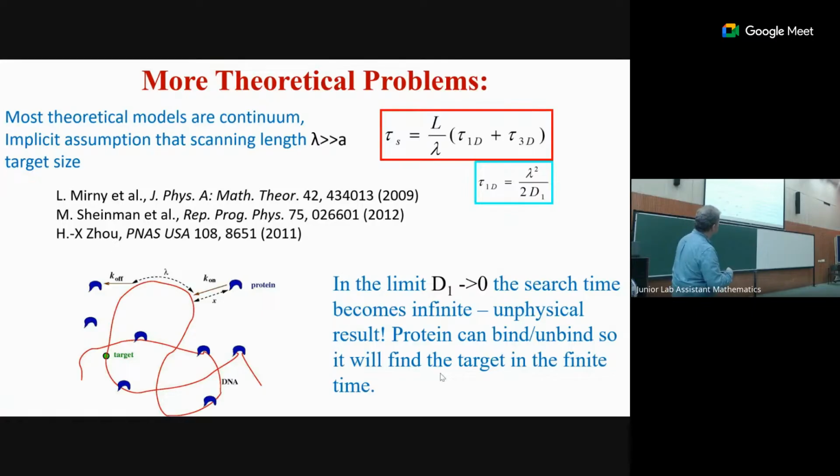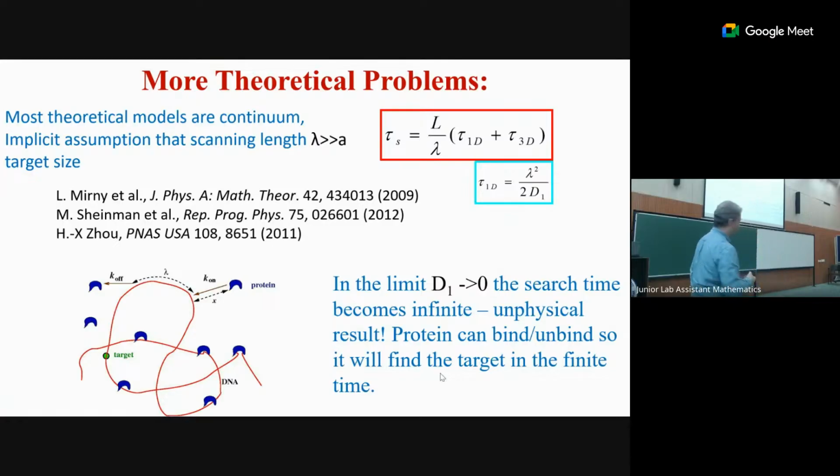So let's try to do this: suppose my diffusion coefficient on DNA goes to 0. And this formula predicts infinite time. It will blow up. You divide by 0. It's infinite time. Okay? But that's unphysical. It's not possible.